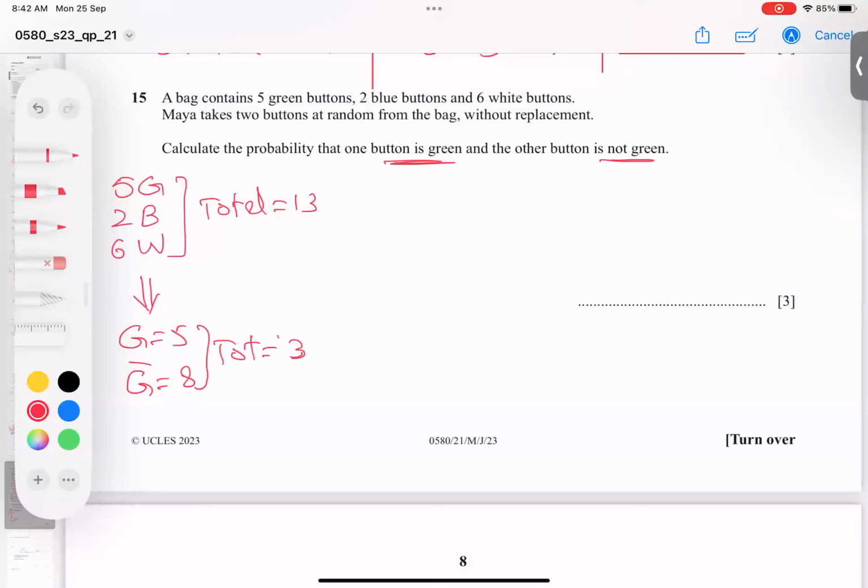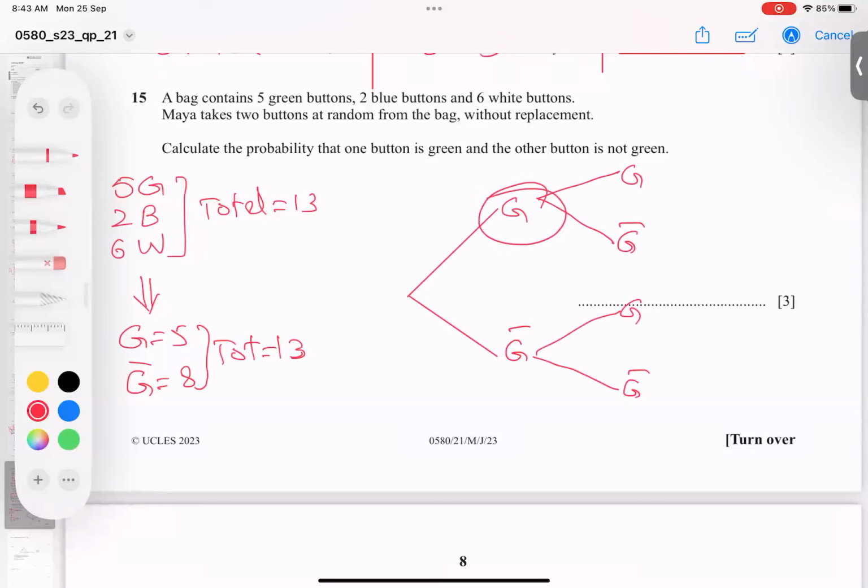So you know what way I will make the diagram? Look at students. Green and not green. Green and not green. Sorry, this line is disturbing us. Okay, then I make it green, not green. And what is the green chance? Green chances are 5 out of 13. And what is not green? 8 out of 13.